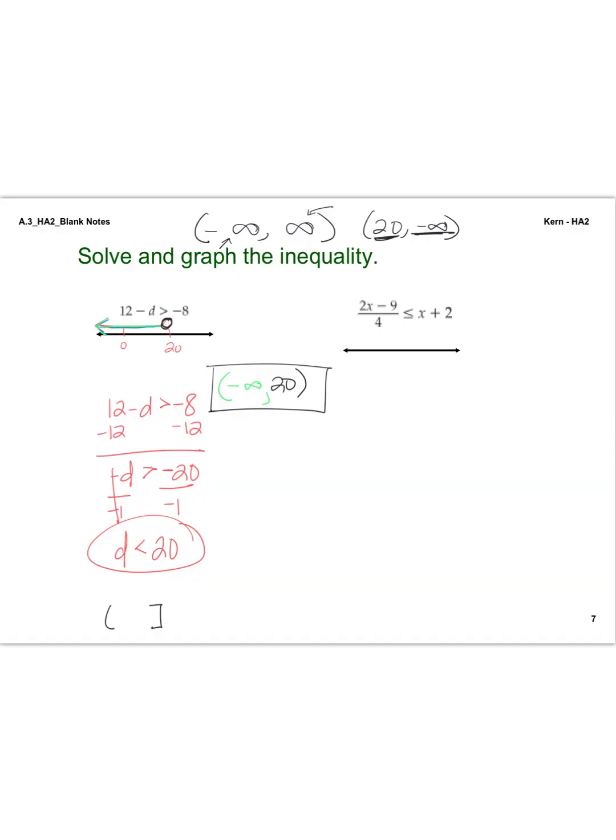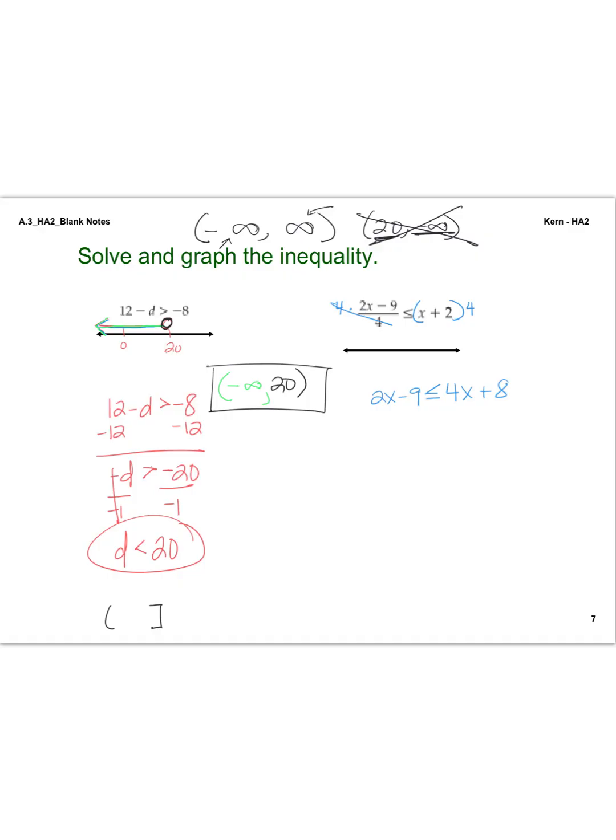Nothing comes before a negative infinity, so that's wrong. All right, let's look at this next example. Here we want to multiply both sides by 4 to get rid of that denominator. So that'll cancel here. So I have 2x minus 9 is less than or equal to 4x plus 8.